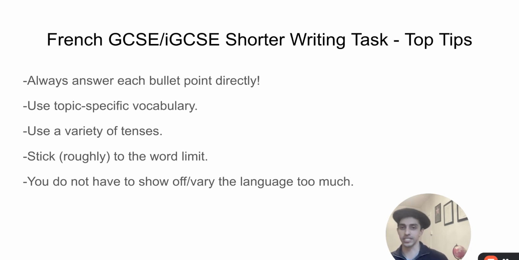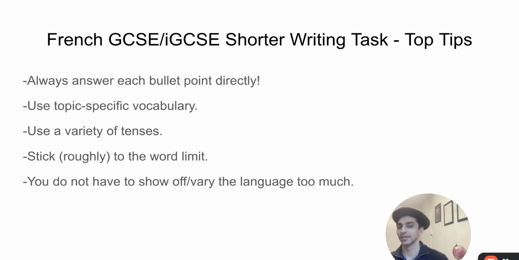Make sure that you've answered each bullet point directly, no matter how many bullet points there are, and try and signpost as clearly as possible to the examiners that you have answered each bullet point directly, because there are marks available just for that. Likewise, use topic-specific vocab. So topic-specific vocabulary in this case would, of course, be vocabulary to do with the specific topic area that the shorter writing task you're answering is based on. And this can be impressive.